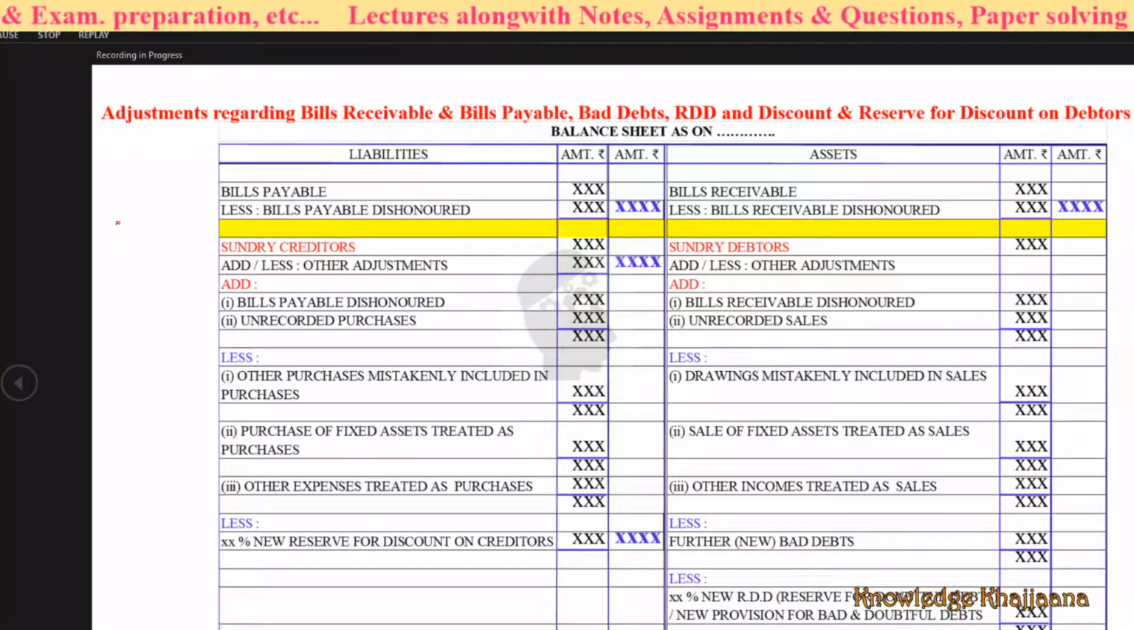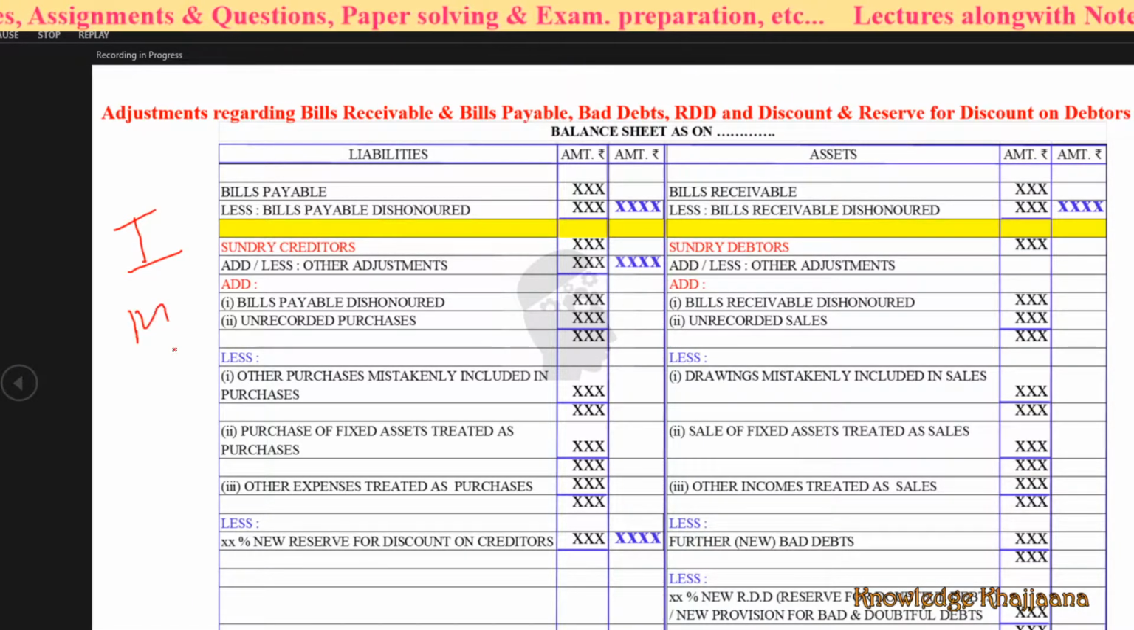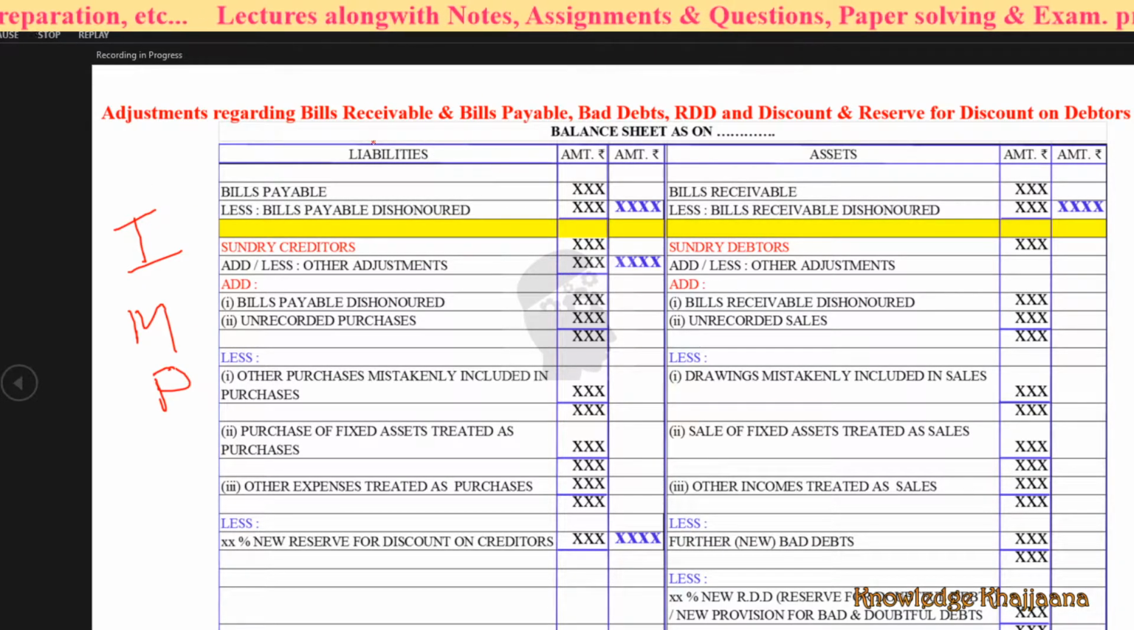Very important adjustments are given over here, regarding bills receivable, bills payable, bad debts, RDD and discount, and reserve for discount on debtors. What does this mean, RDD? Let's see. First of all, if bills receivable are given, whatever amount of bills receivable is there, you have to mention over here in the amount column.